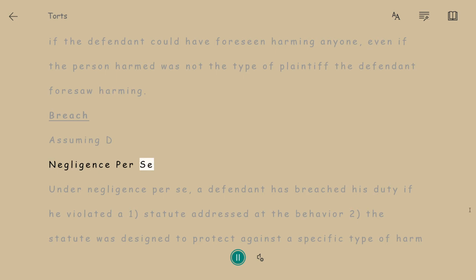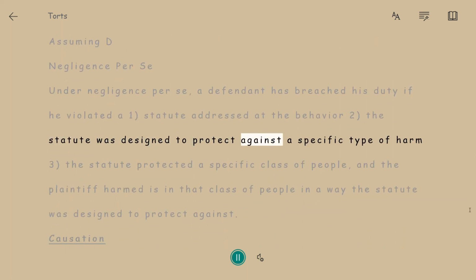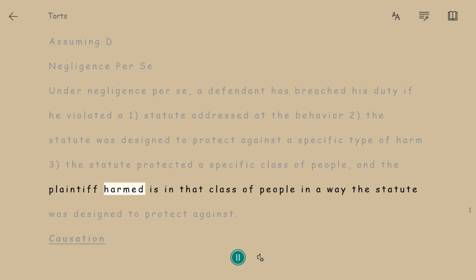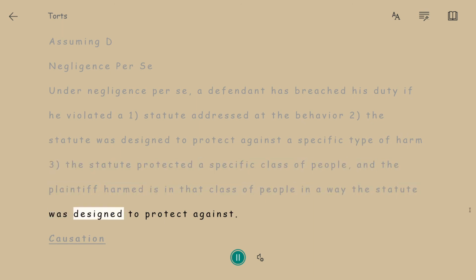Negligence per se. Under negligence per se, a defendant has breached his duty if he violated a: 1. Statute addressed at the behavior. 2. The statute was designed to protect against a specific type of harm. 3. The statute protected a specific class of people, and the plaintiff harmed is in that class of people in a way the statute was designed to protect against.